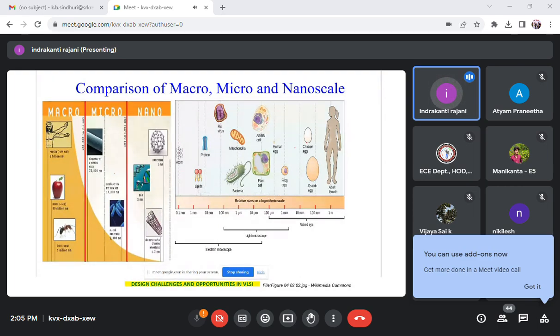So this is the range which I am showing here. The range is from 0.1 nanometer to nearly 1 meter. Here the light microscopes work up to 100 nanometers, but from 1 to 100 nanometers, we have to have an electron microscope to see them.